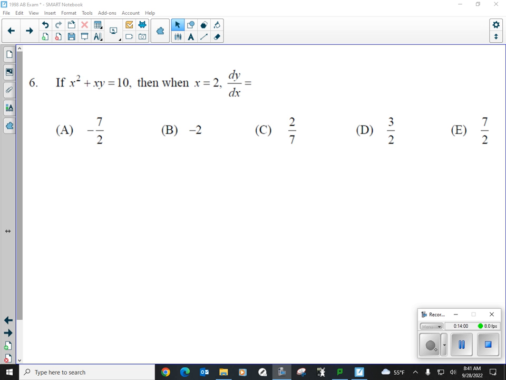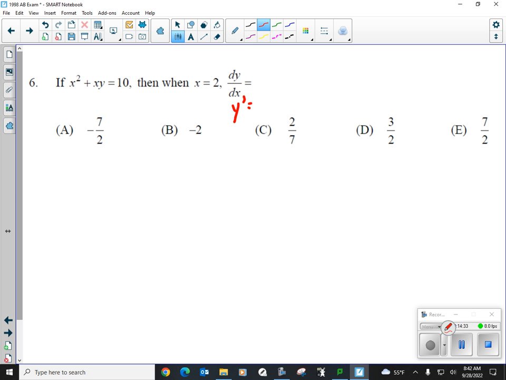Number 6. Well, we're moving along really well. Number 6. If x squared plus xy is 10, then when x is 2, what's dy dx? I'm going to take the derivative of this. I'm going to do this implicitly. Okay? I'm going to take the derivatives of every x and every y, except when I take the derivative of y, I've got to put dy dx right next to it. Or in my case, I'm going to use y prime. All right? Dy dx is the same thing as y prime. It's the derivative of y.